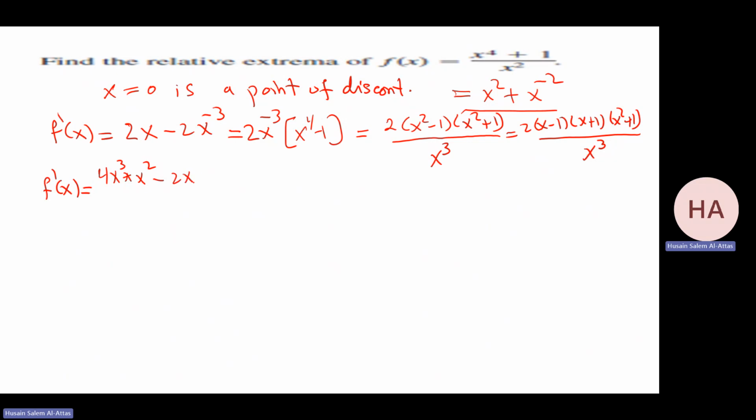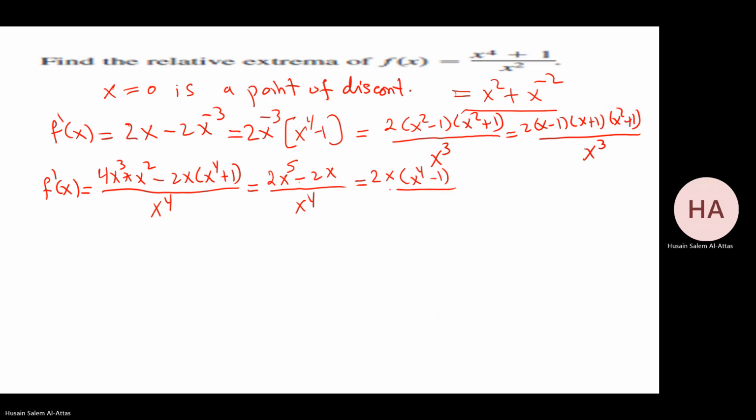Minus 2x. x to the power 4 plus 1 over x to the power 4. And that will be what? I have 4x to the power 5 minus 2x to the power 5. That will be 2x to the power 5 minus 2x. I can take 2x. This is cancelled. This becomes 3. So we have the rest is the same. Just to show you it's the same idea. So the way you like it.